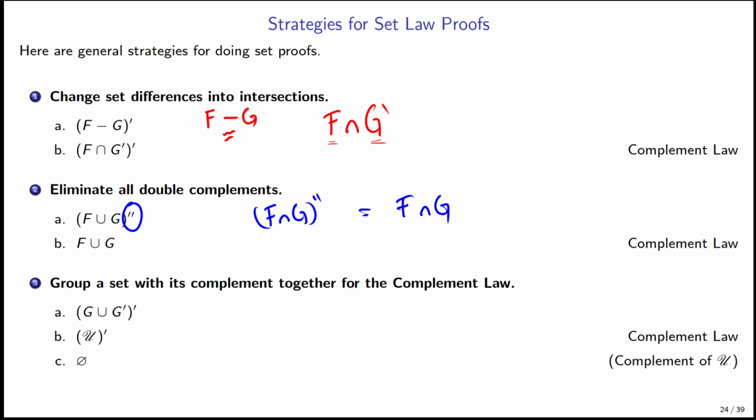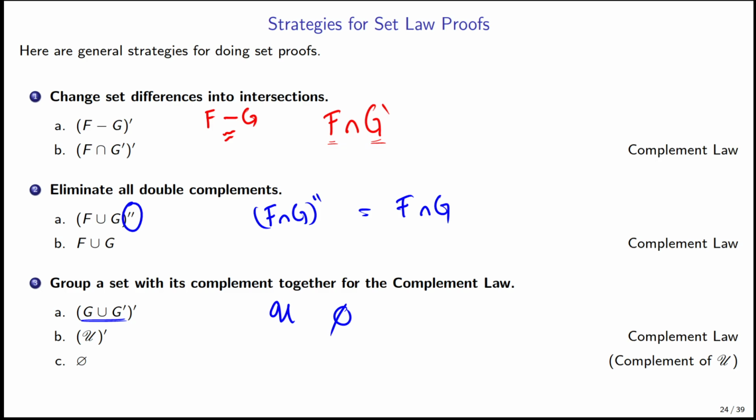Third, if you have a set and its complement together, then use the complement law to change that to a universe. Or if you have G intersection G complement, change that to the empty set. So getting things like the universe and the empty set is really helpful, because then we can use identity laws and domination laws to simplify other sets. Because when you have a universe and some other set, or an empty set and some other set, one of those is always going to cancel at some point. It's just, is it the universe, is it the empty set, or is it the set itself? And that depends on the operator.